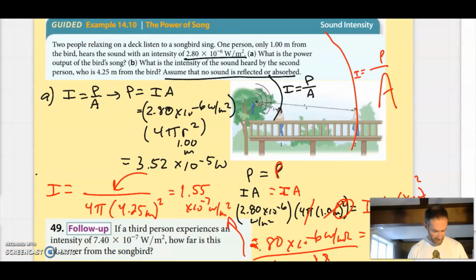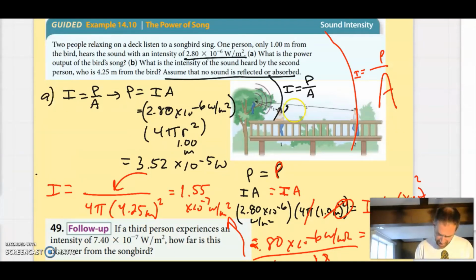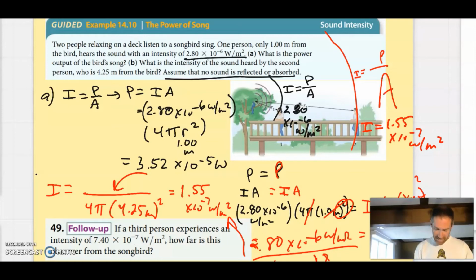And then on number 49, they want to know how far away a third person should be so that they have an intensity of 7.4 times 10 to the minus 7 watts per square meter. Well, if you think about this, the person that was real close to the bird had an intensity of 2.8 times 10 to the minus 6. That's what they gave us in the problem. And the person that was much farther away, we calculated, had an intensity of 1.55 times 10 to the minus 7. Well, the intensity in number 49 is sort of in between there. So I'm hoping that this comes out somewhere in between those two. Let's see if that's the case.